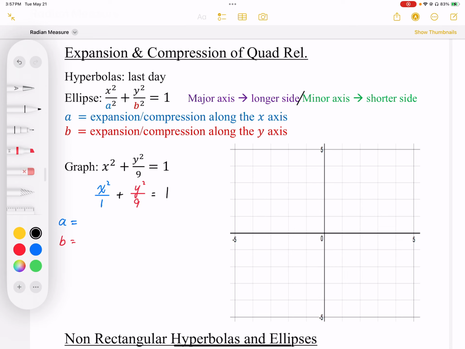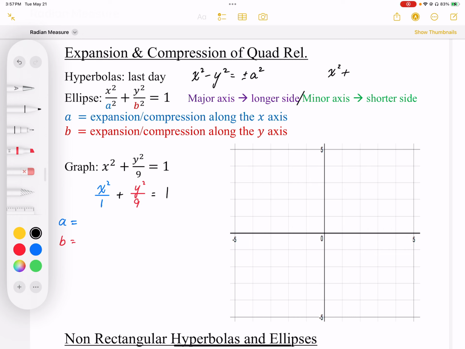So today we're going to expand and compress the quadratic relation, or hyperbolas and ellipses. So for hyperbolas from last day, we have x squared minus y squared equals plus or minus a squared, where plus will give us the trans x and minus gives us trans y. Now, for the ellipse, we start with the circle, which is similar to the hyperbola, rectangular hyperbola.